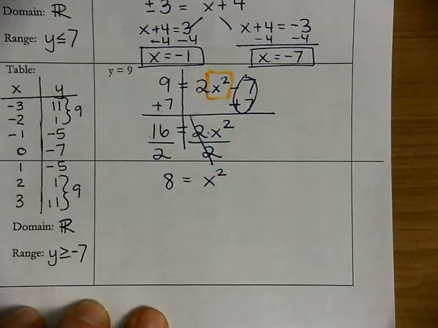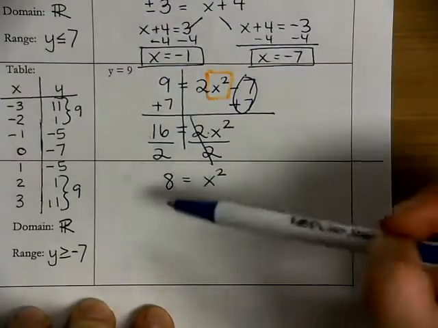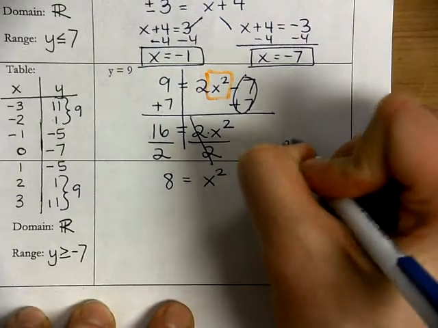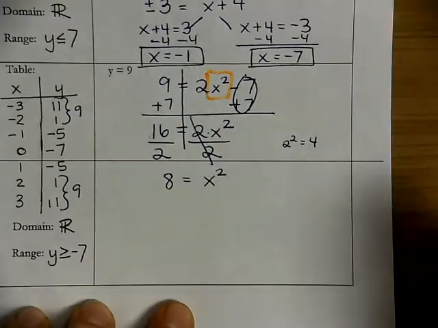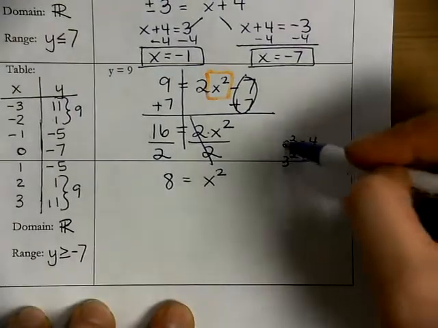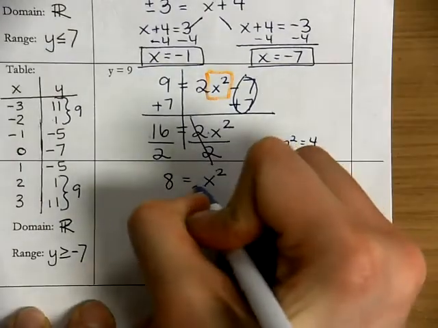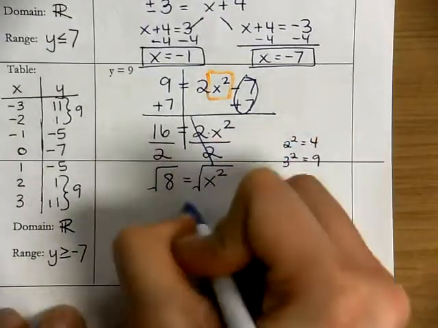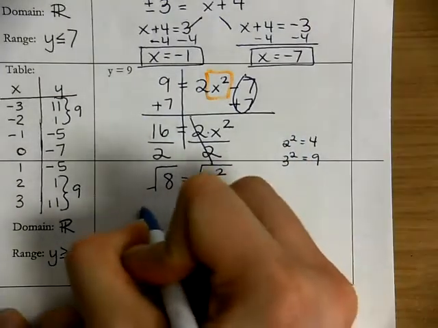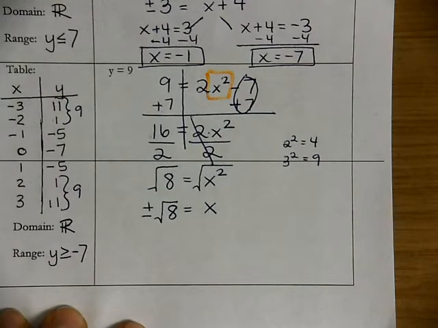So now we're thinking, well, what squared is 8? Well, no integer squared will give me 8, because I know that 2 squared is 4, 3 squared is 9, so it's some number between 2 and 3, or between -2 and -3. So we'll do our inverse operation, square root, square root. Well, the square root of x squared is just x, no big deal. Over here, we have plus or minus the square root of 8.